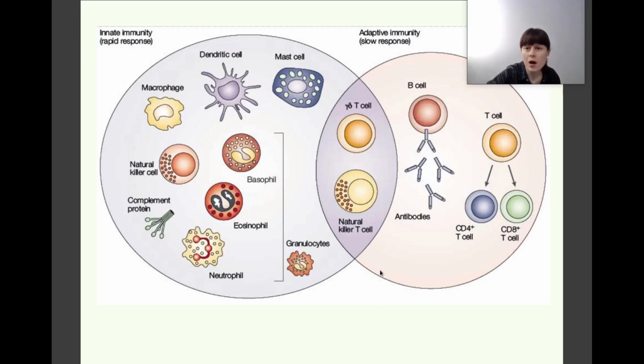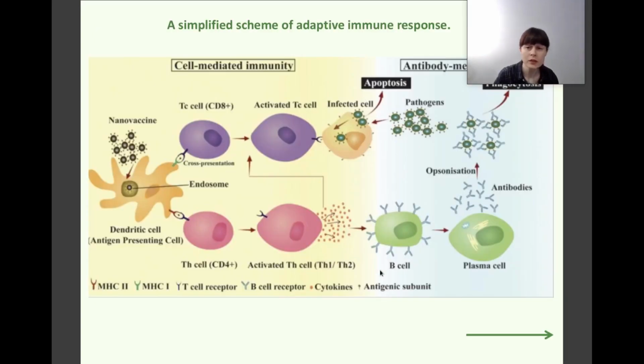Here are the complex mechanisms of our adaptive or specific immunity. Like we talked before, we have cell-mediated immunity and antibody-mediated immunity, humoral components and cellular components. To participate in an adaptive immune response, naive T cells must first encounter antigen.